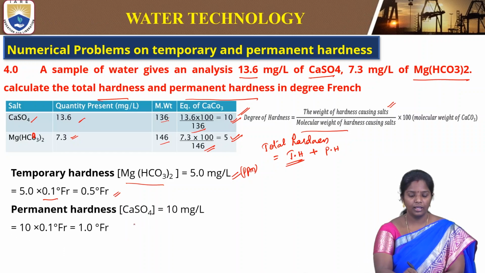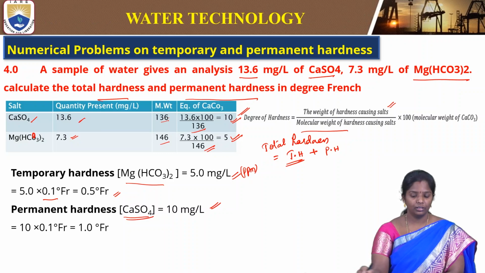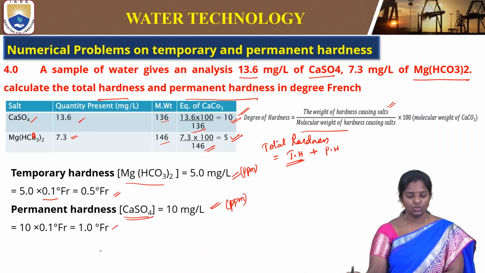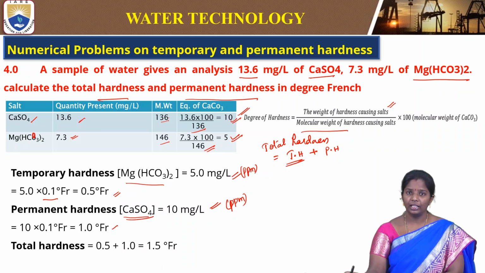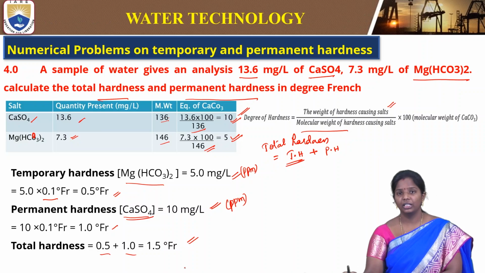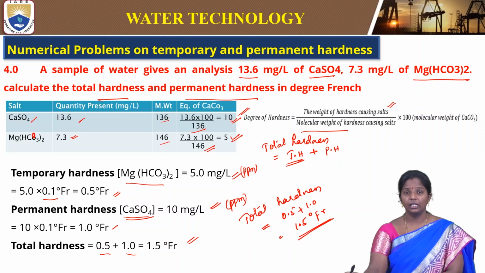So permanent hardness is from calcium sulfate. There are only two salts that are present. So calcium sulfate is causing the permanent hardness, having a concentration of 10 milligram per liter or ppm, and this is again converted to degree French by multiplying with 0.1. So it is giving 1 degree French. Now the total hardness is adding both the temporary and permanent hardness: 0.5 plus 1 is 1.5 degree French. This is the total hardness that is present in that particular water.